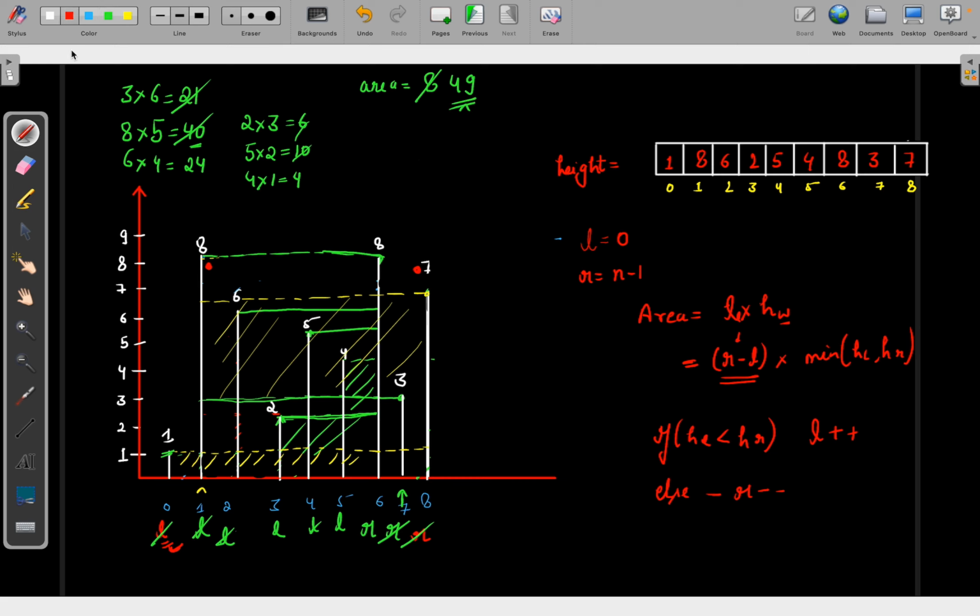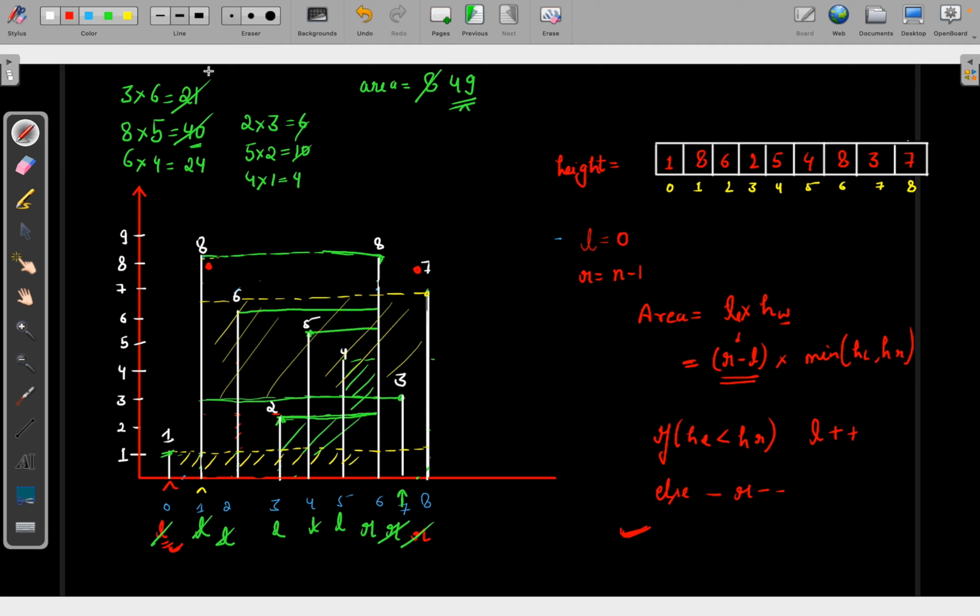Now you can see here, during this we are always getting the maximum possibility when we are moving. Suppose we are taking two poles here, we get this much height, then we move this pointer here, then we get this much height. Again this is a maximum possibility. So by doing this we are getting the maximum area.